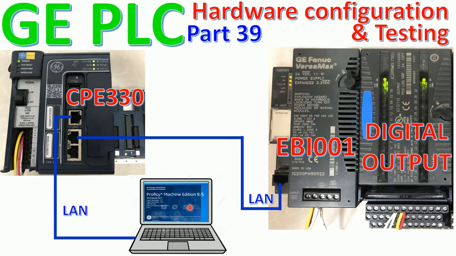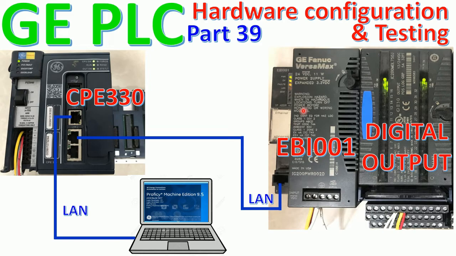So I will use Proficy Machine Edition version 9.5 and connect from port 1 of the CPE to my computer via a LAN cable, and also connect port 2 to the remote I/O using a LAN cable. I will control two relays and two LEDs to show everyone in this step. So let's go to our software to make the hardware configuration, test, and configure the remote I/O.